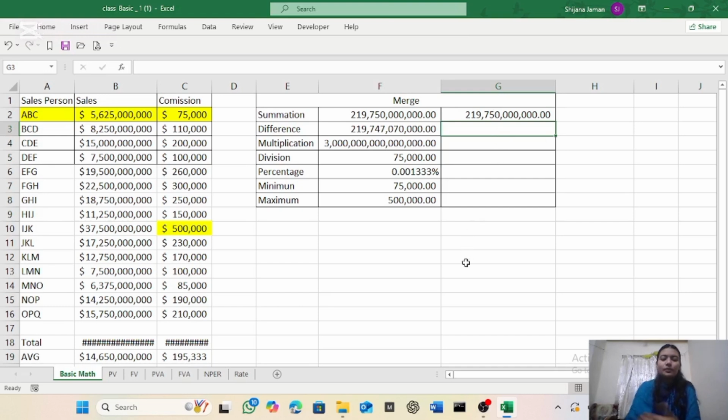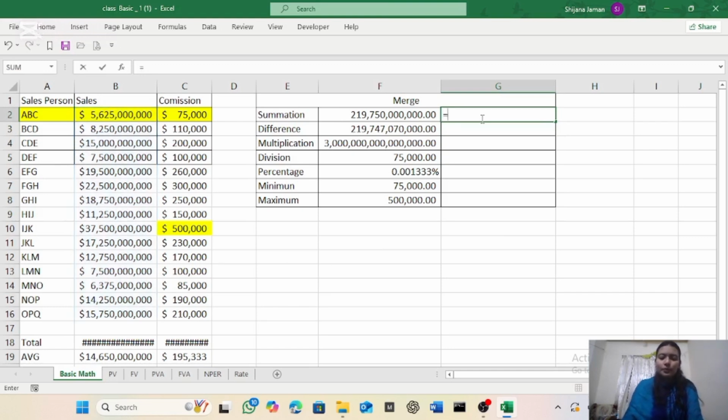So first of all, we are going to calculate some summation, difference, multiplication, division, percentage, minimum, maximum. So at first we are going to calculate summation.